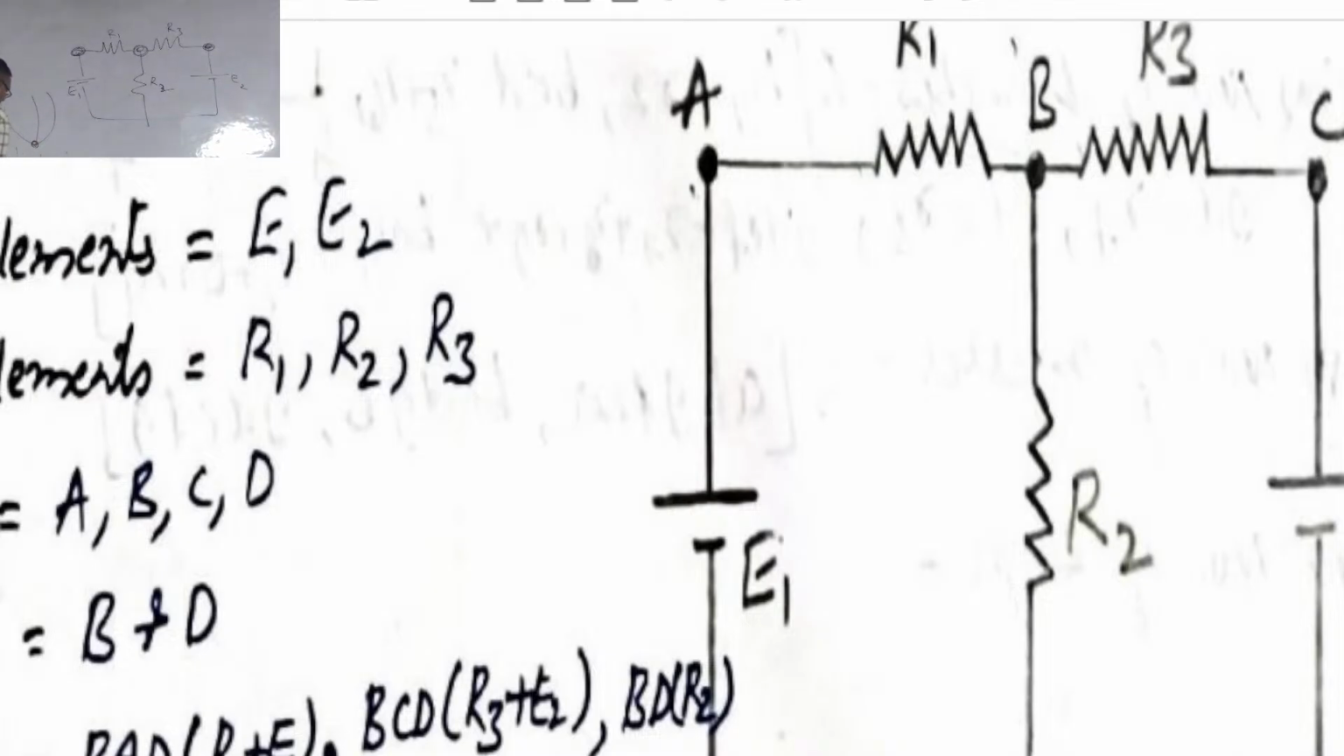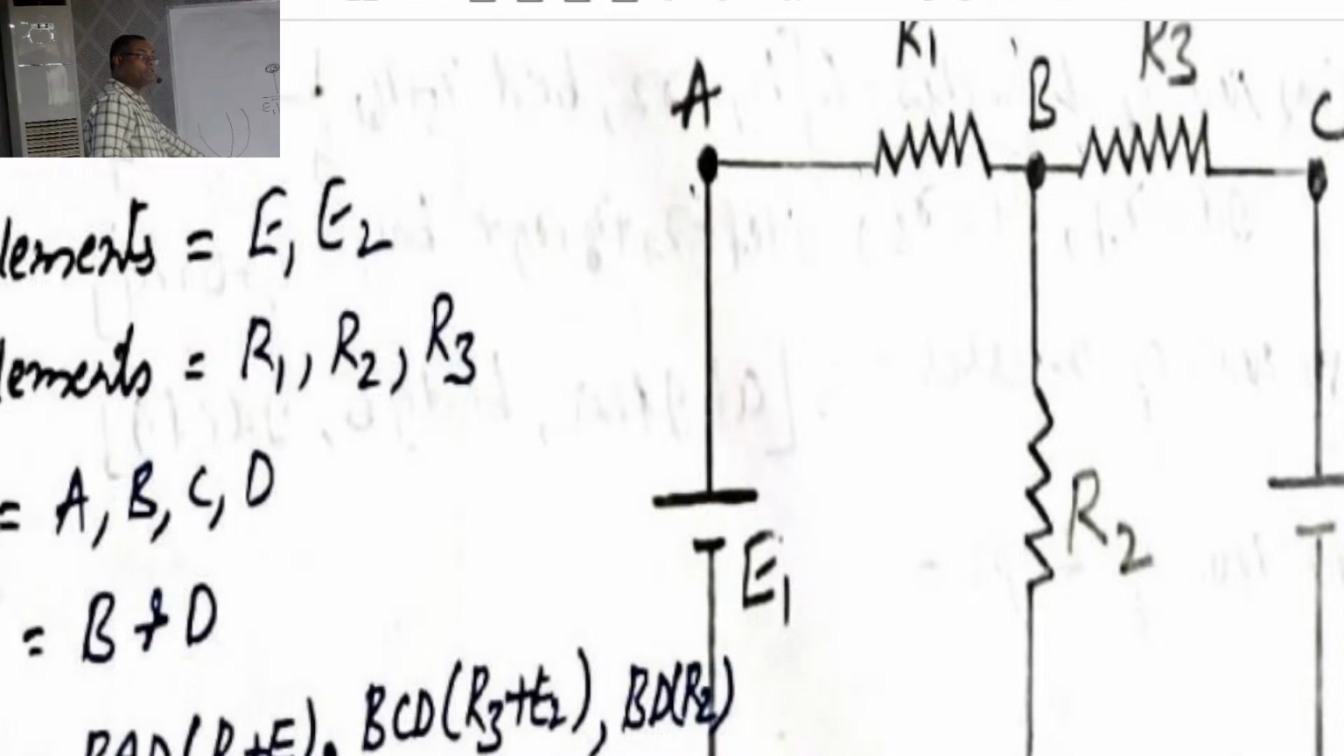These are all copper wires. Wherever you see it, it is a 0. These all are 0. These two diagrams are the same. This diagram indicates this one. This is E1, this is R2, this is E2, joined at a particular point.